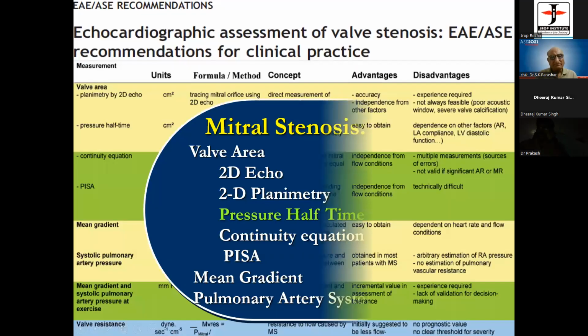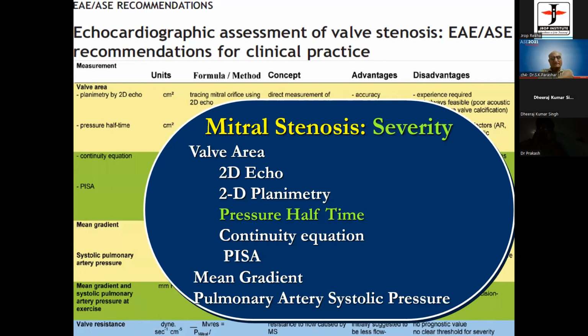Now, next, because you have got some idea by 2D echo, then you have got it by 2D planimetry.